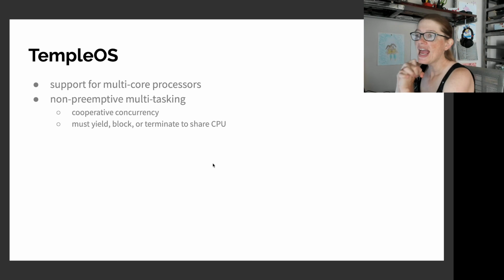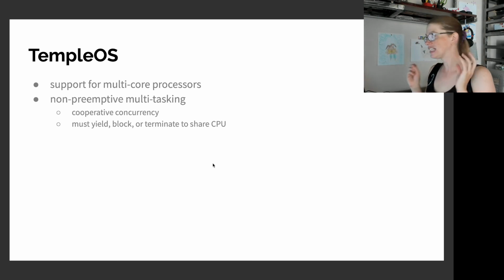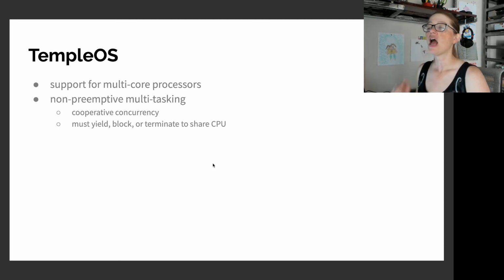First off, there's this weird conflict I have about it, because it supports some very modern concepts and throws some very modern concepts completely out the door. Temple OS supports multi-core processors. However, it does not support preemptive multitasking. So there is no preemptive concurrency, no time sharing. It only supports cooperative concurrency, which, if you remember, means that in order to have a context switch, the user program has to call yield or block or terminate in order to share the CPU.